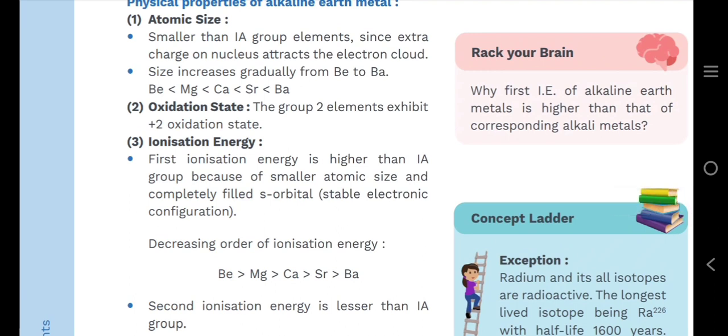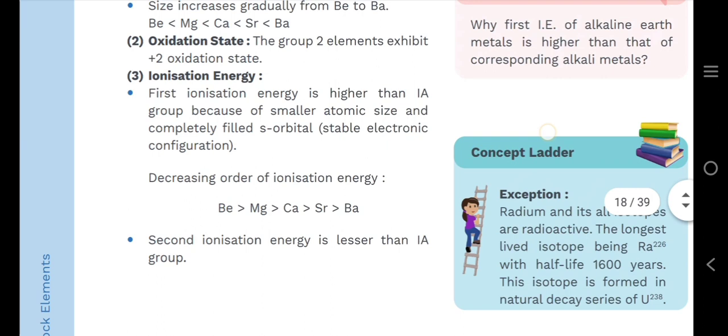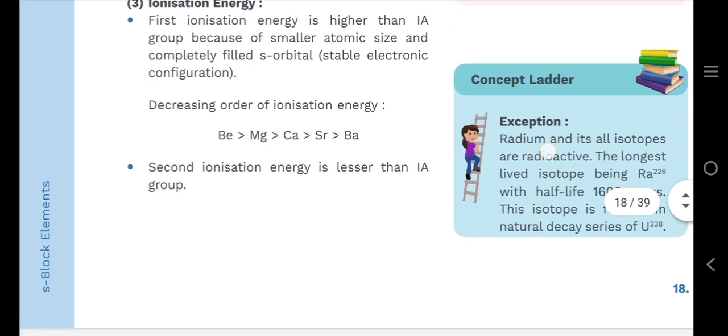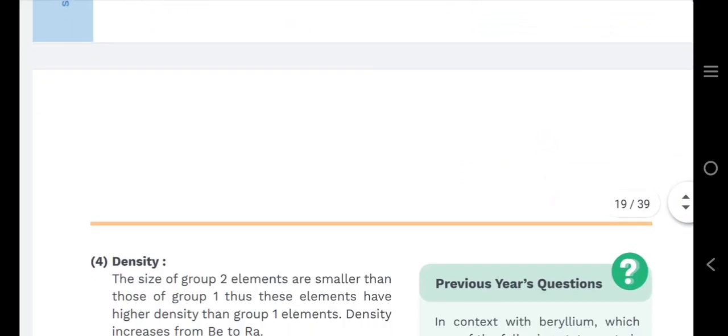Ionization energy: first ionization energy is higher than first group elements because of smaller ionic size and completely filled s orbital, that is stable electronic configuration. Decreasing order of ionization energy is Be has highest and Ba has lowest ionization energy. Second ionization energy is lesser than first group.